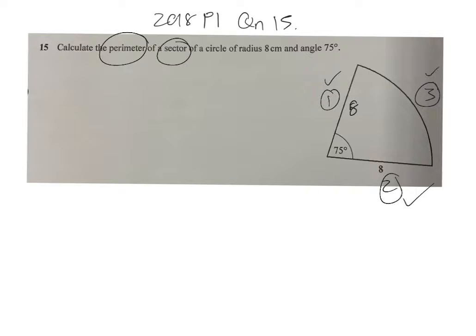So what is the third part here? Circumference, in other words, the crust. In other words, arc length. Now wait. The angle is given in what measurement? Degree. So let's use the degree formula.